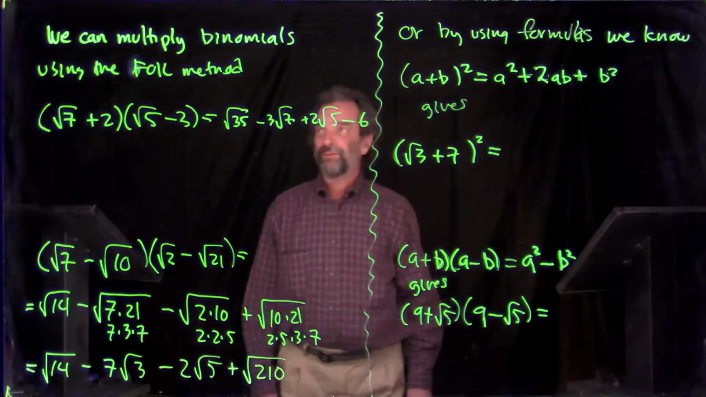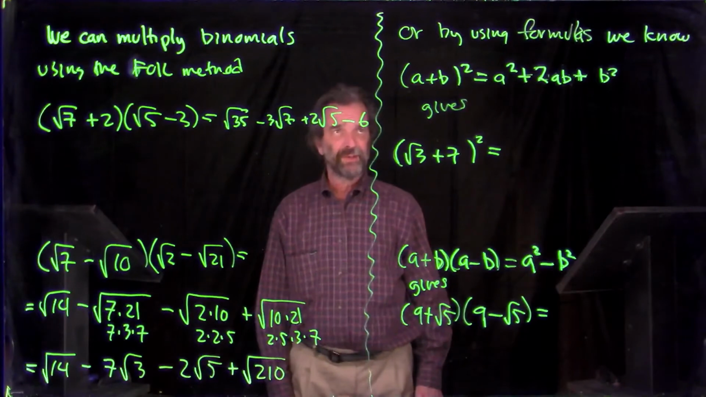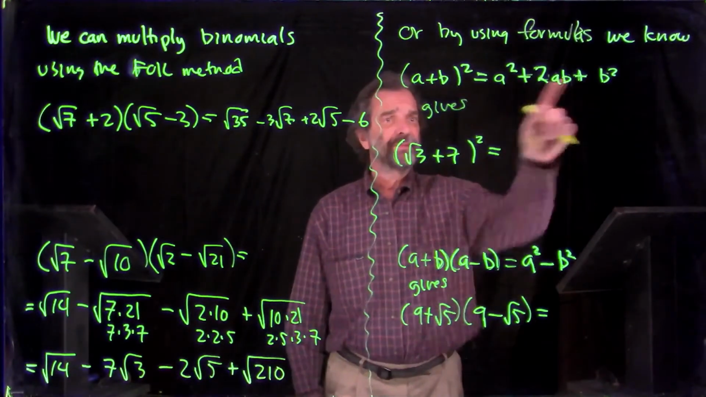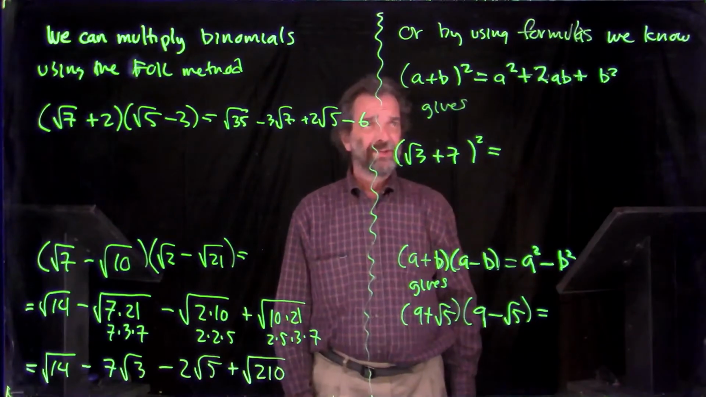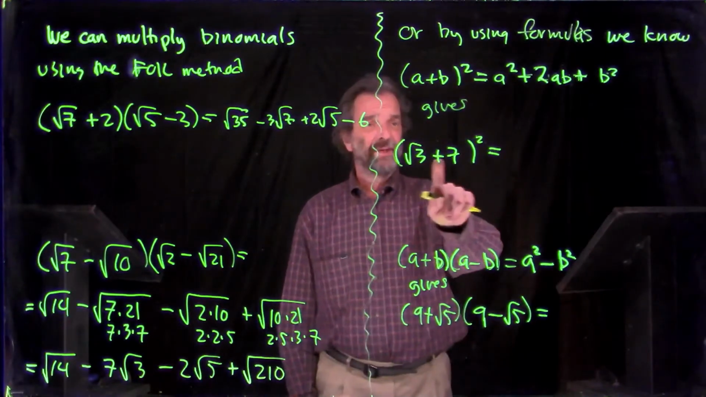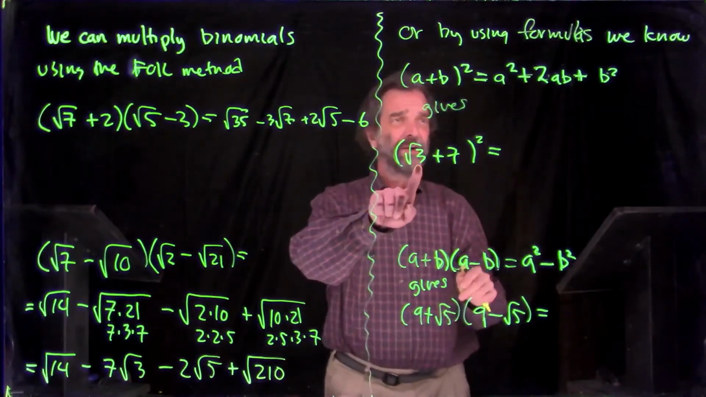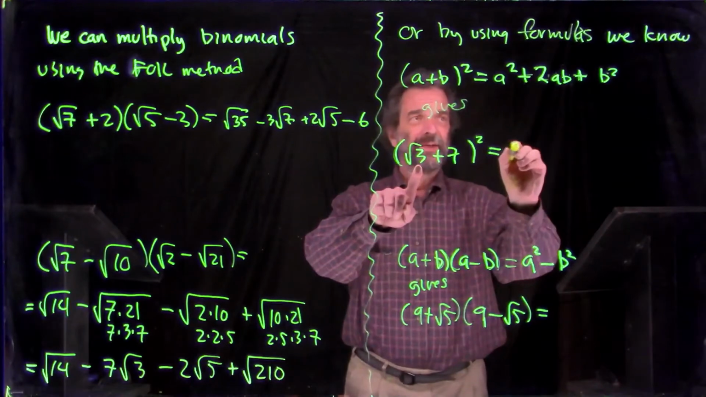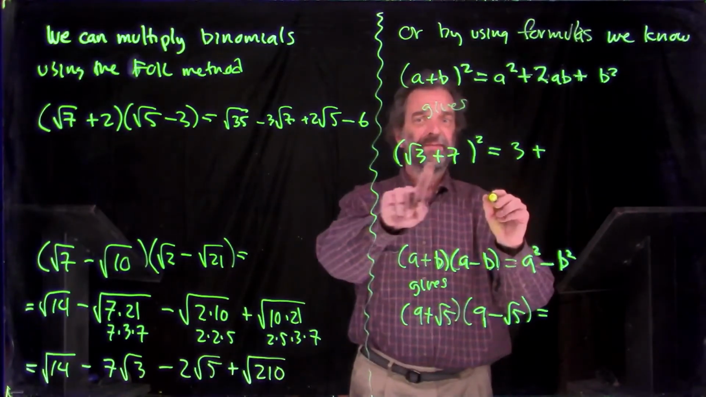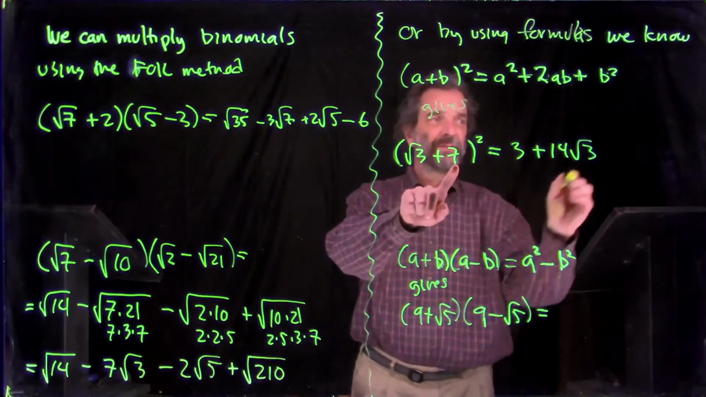So one way to find the product of binomials is using the FOIL method. Another way is to use formulas we know. Here's the perfect square formula. A plus b squared is a squared plus 2ab plus b squared. It's something nice to know. And so we'll just apply it here to this a and this b. So it will be a squared, so that's root 3 squared is 3. And I've got twice the product, so twice 7 times root 3 is 14 root 3. And I've got b squared is 49.